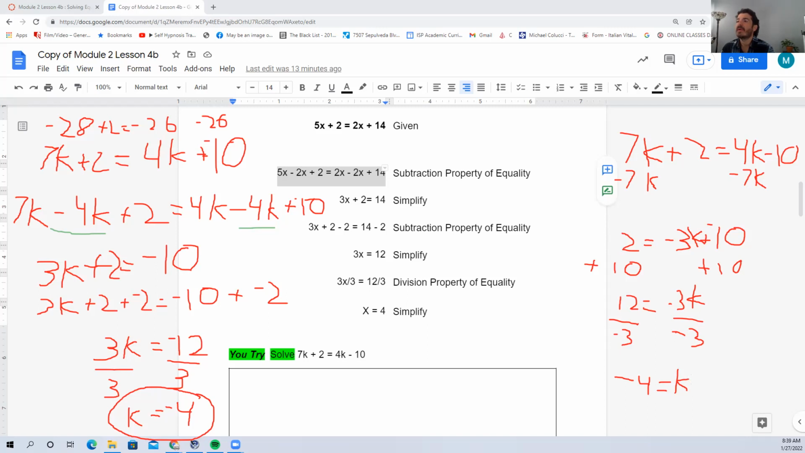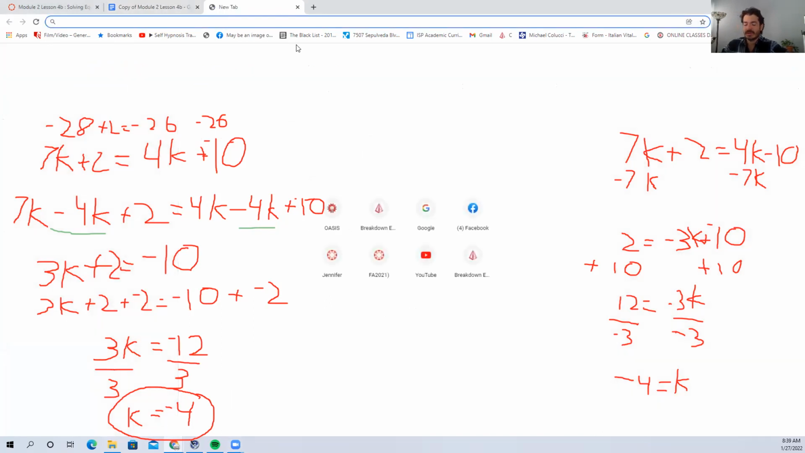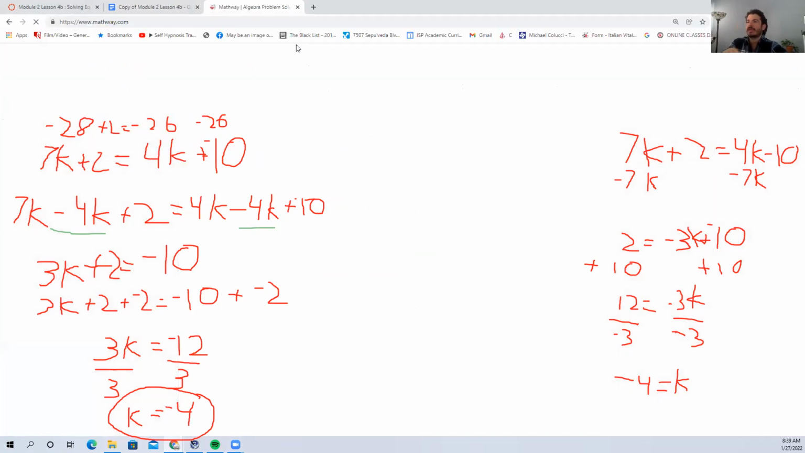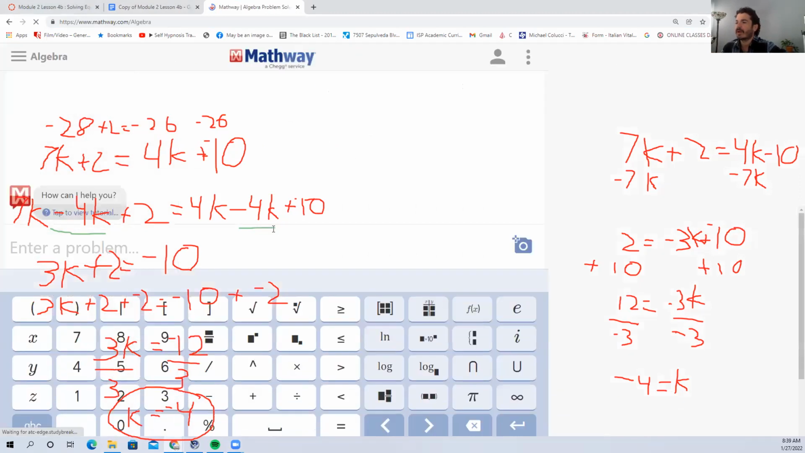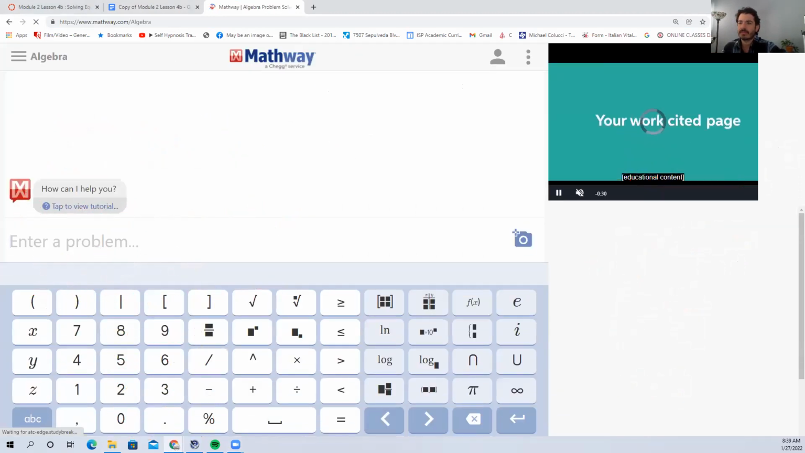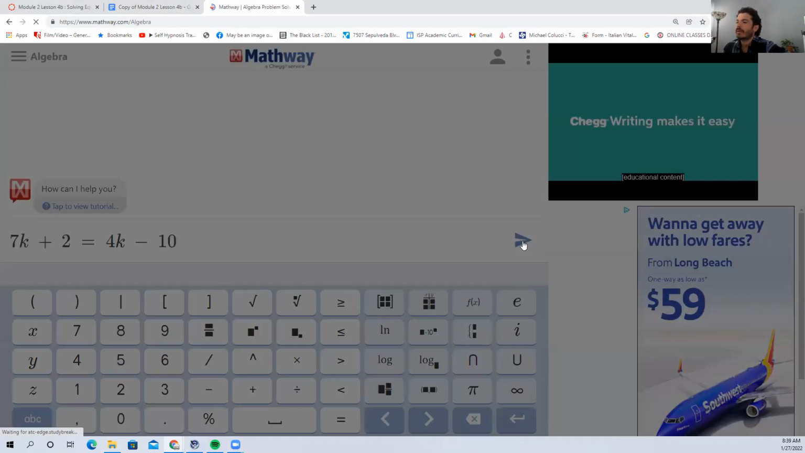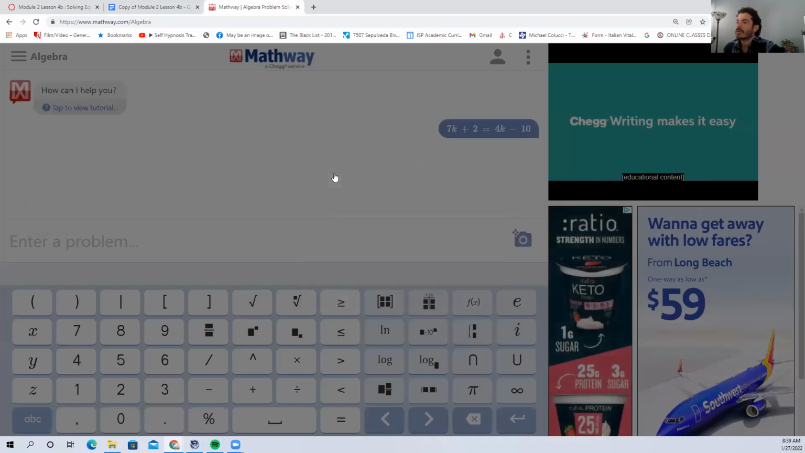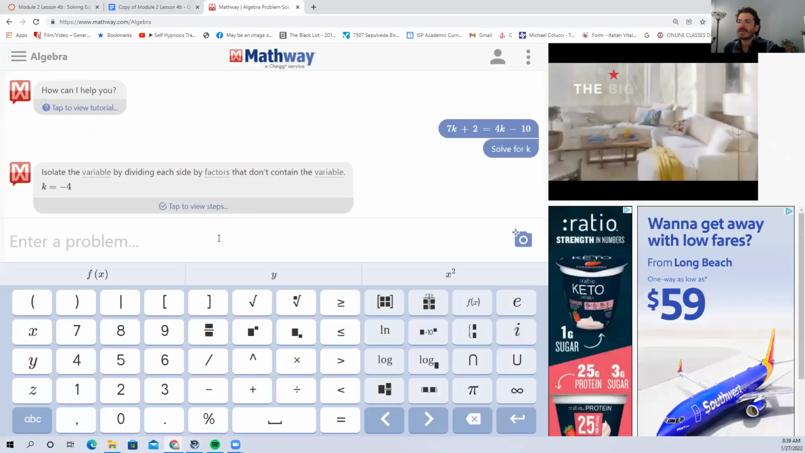Okay, and then we're going to look at one last way to solve this problem, which is, I don't want to call it cheating, this is a perfectly valid way of doing it. Mathway.com. I literally just copied and pasted. K is equal to -4.